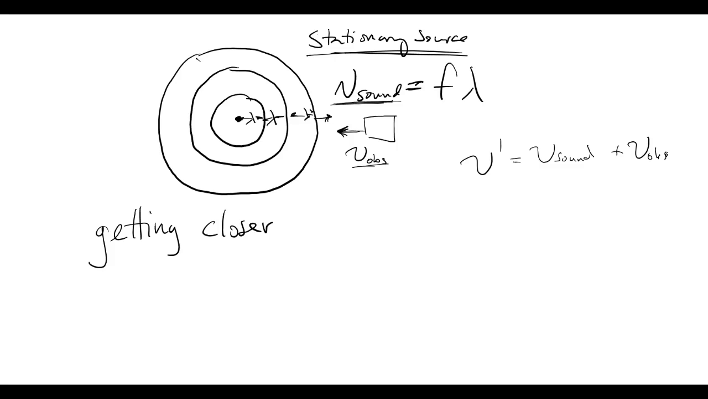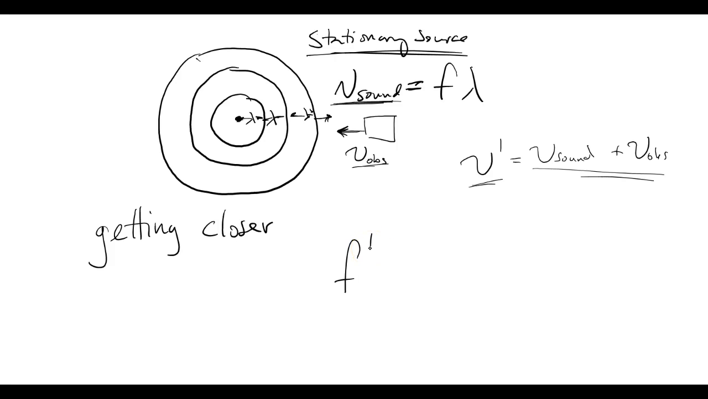That's what you observe. So when you move into the wavefronts, it's going to feel like you're hitting these wavefronts faster than you would be if you were not moving at all or moving away. Because you're moving into them, the perceived velocity you're moving with is going to be the addition of both of these. And so you're going to perceive some frequency.